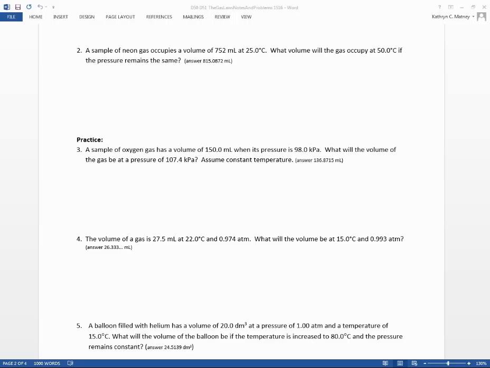It says a sample of neon gas. Whoa, everybody stop. Ashley, what element is neon? Ne, okay. And Daniel, what is the number of protons of neon? 10. Nate, how many electrons does neon have? 10. How many valence electrons, Hunter, does neon have? Valence electrons.